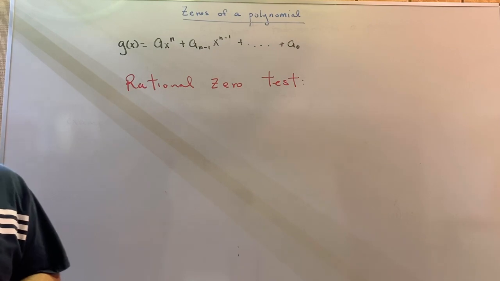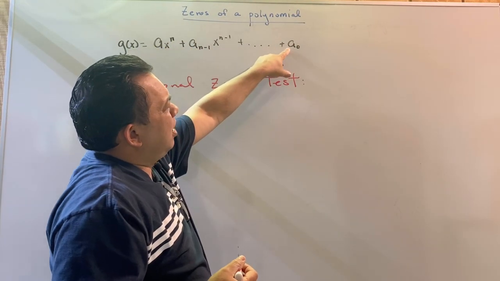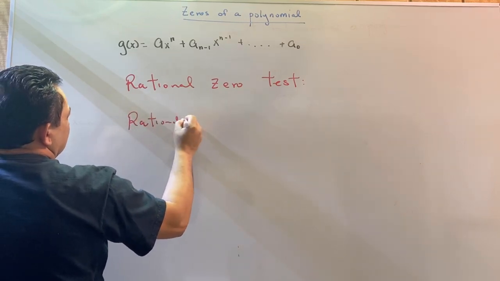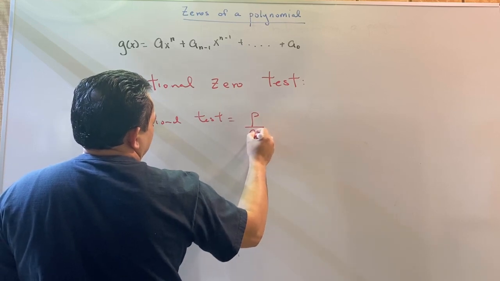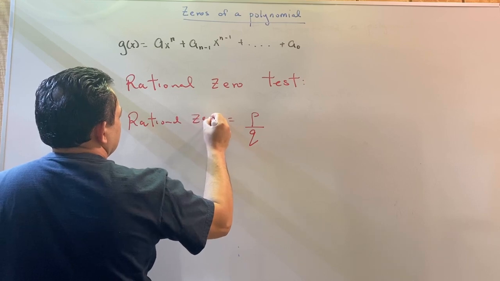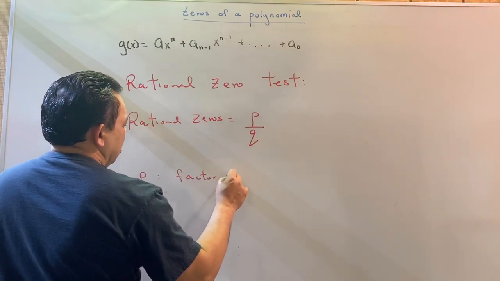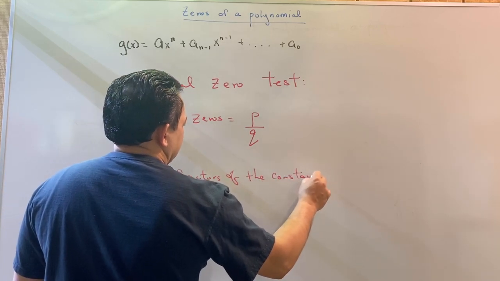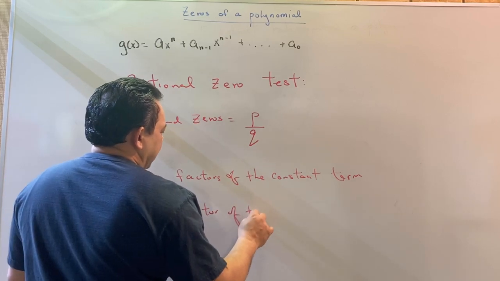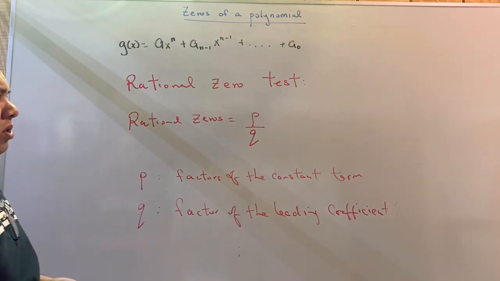So what is the rational zero test? Well, if we have a polynomial once again where we have a_n x to the n all the way up to the constant term a_0, the rational zero test says that the rational zeros are generally p over q, where p represents the factors of the constant term, and q are the factors of the leading coefficient. So that's what our rational zero test is.